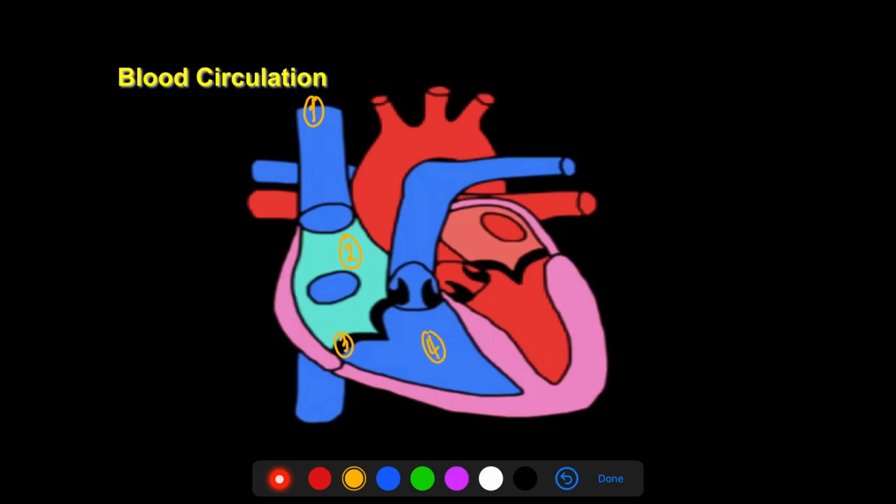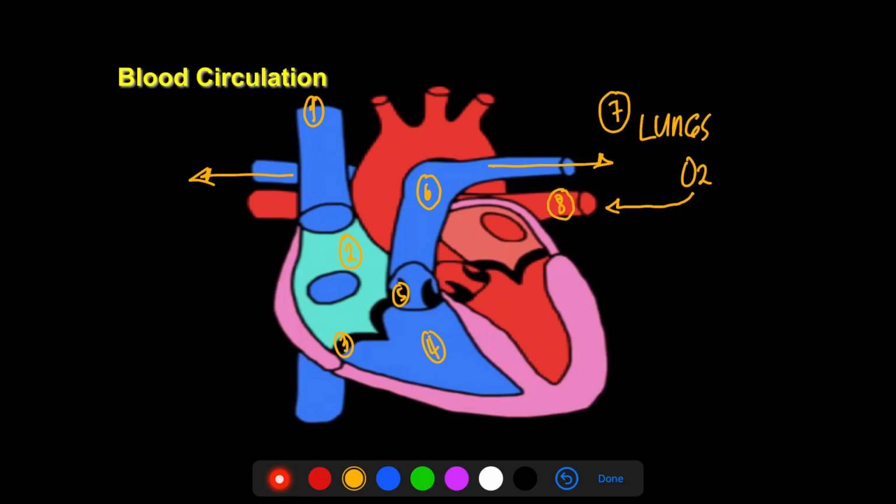And now it moves through the pulmonary valve and enters the pulmonary trunk or arteries, where it will be carried towards the lungs. In the lungs, the blood will gain oxygen, and once it is already oxygenated, it will be returned to the heart via these pulmonary veins. So in the lungs, gaining oxygen, after that, it will be returned through the pulmonary vein. This is also a pulmonary vein.